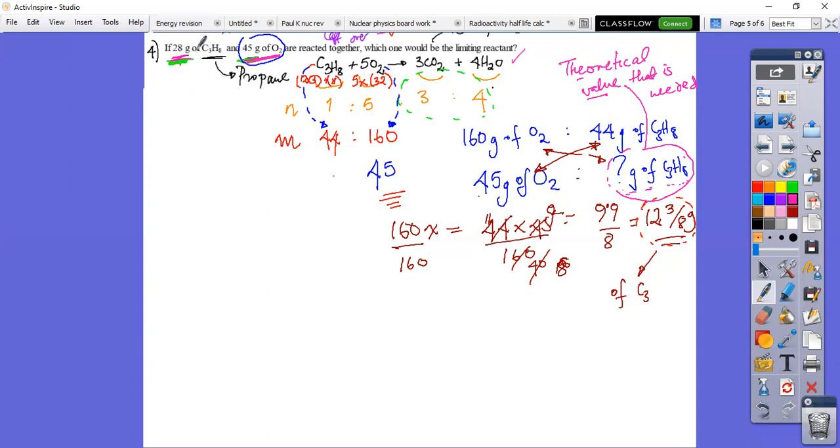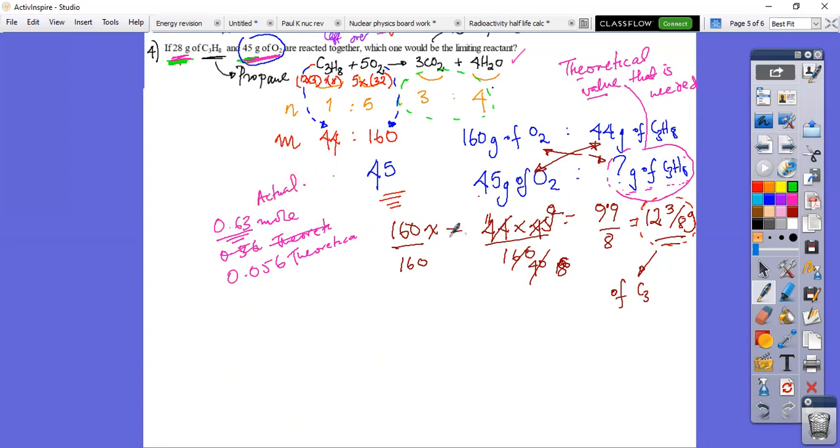For the moles of propane, the actual one I got is 0.63, but the theoretical I got was 0.05625. So this was the theoretical, yeah? Sorry, I missed that, Raheel. 0.056. Yeah. So this was the theoretical. And then the actual was 0.63. Yeah. Good. So this is the actual.